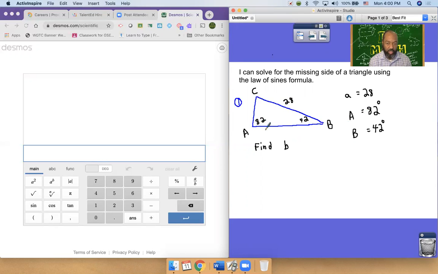And we're going to write out the equation. So we're going to have sine of 82 over 28 equals sine of 42 over unknown. We'll call it B, because that's what it is. And now we're just going to cross multiply to solve that. So now you're going to have B times sine of 82 equals, we went this way, 28 sine of 42. And now we're just going to solve it.